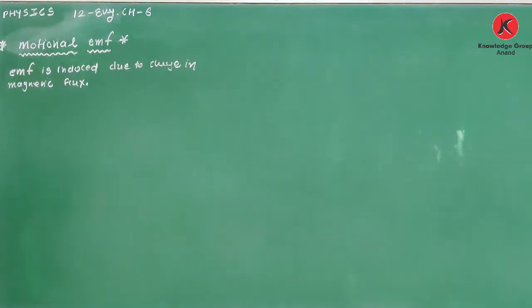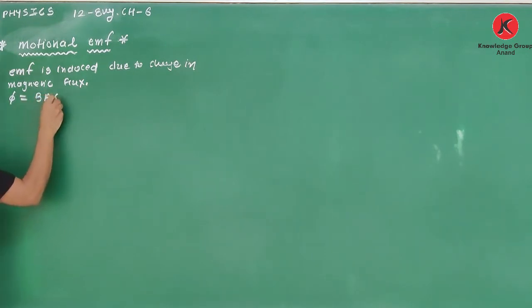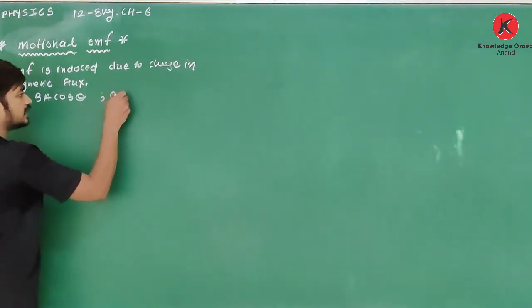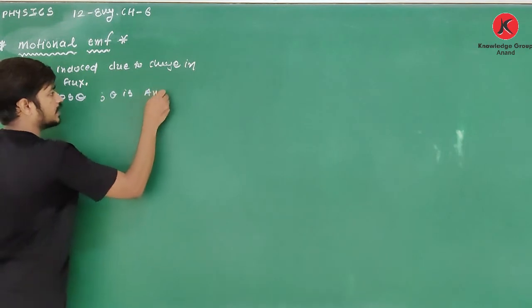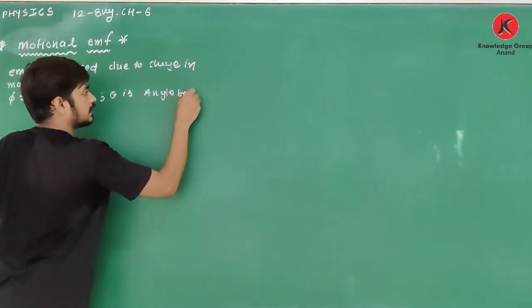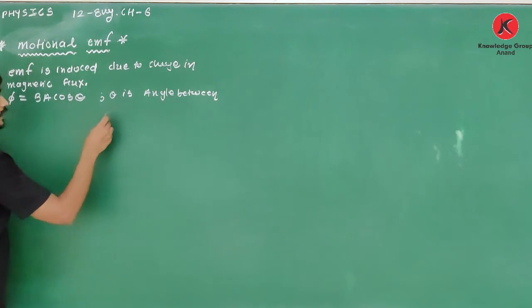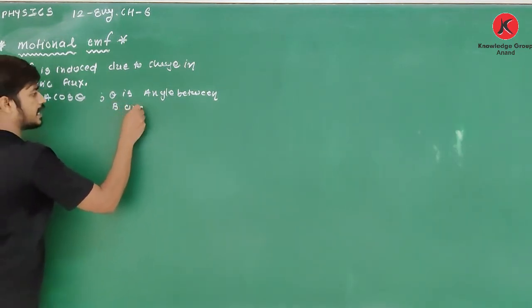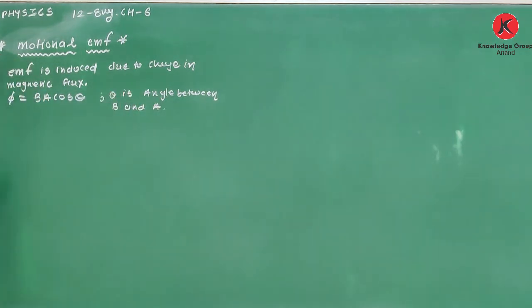What is the equation of magnetic flux? Phi is equal to BA cos theta. Clear about this? It is the equation of magnetic flux. Phi is equal to BA cos theta, where theta is the angle between B and A. Clear about this?